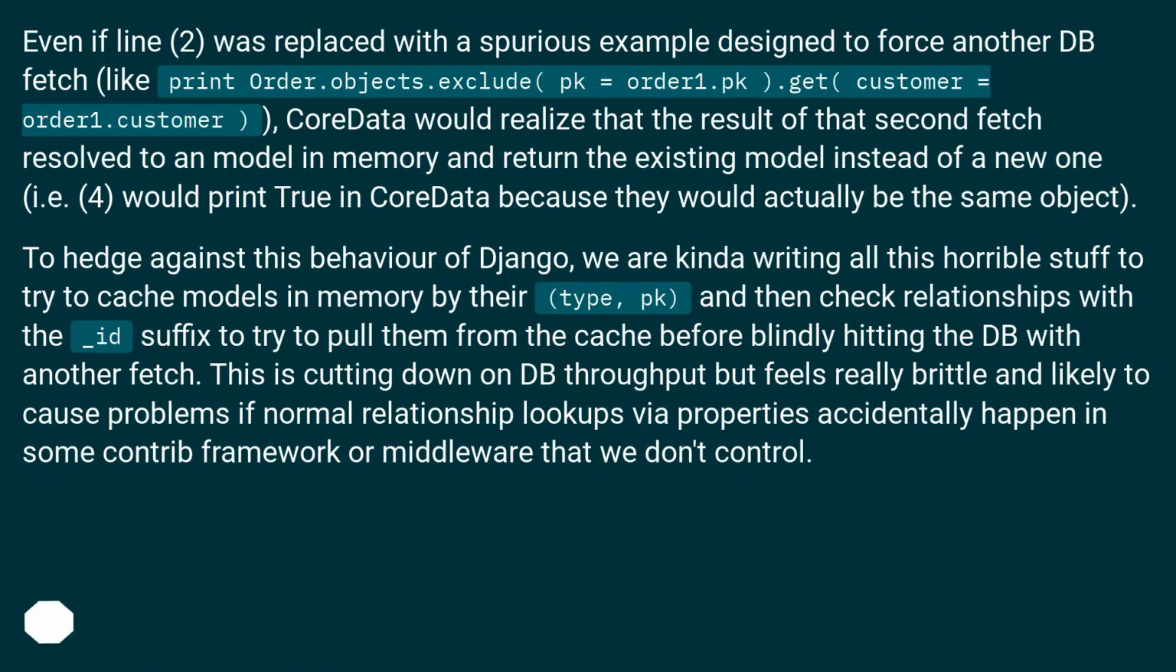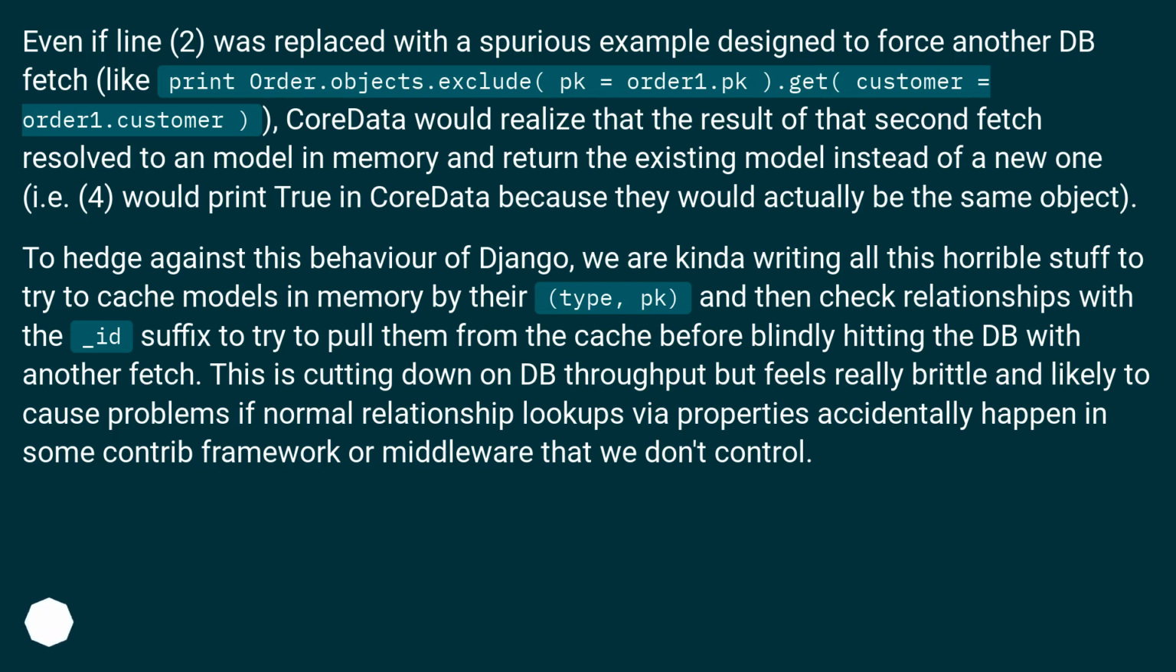Even if line 2 was replaced with a spurious example designed to force another DB fetch, like Order.objects.exclude(pk=order1.pk).get(customer=order1.customer), Core Data would realize that the result of that second fetch resolved to a model in memory and return the existing model instead of a new one, i.e., 4 would print True in Core Data because they would actually be the same object.